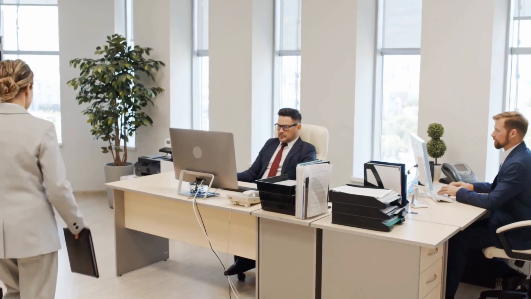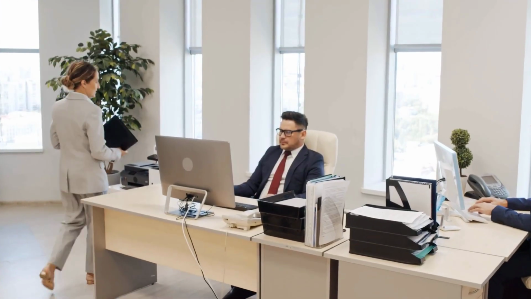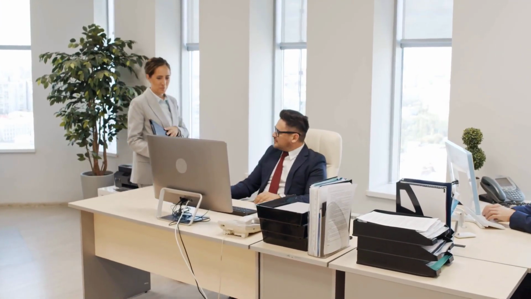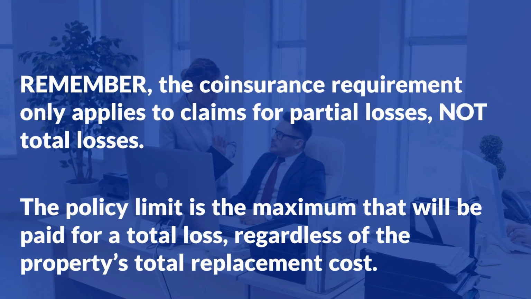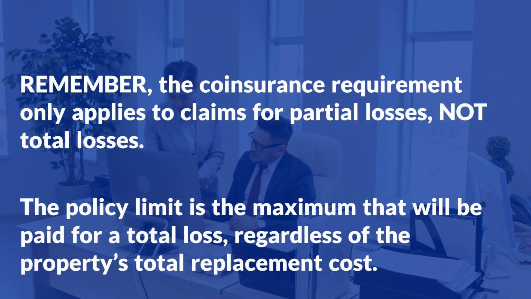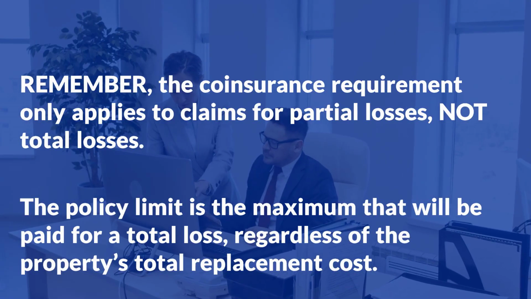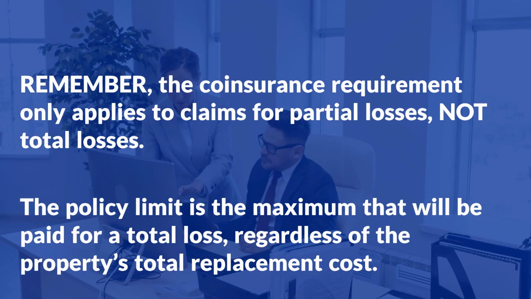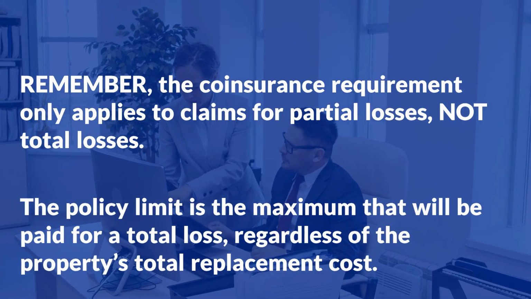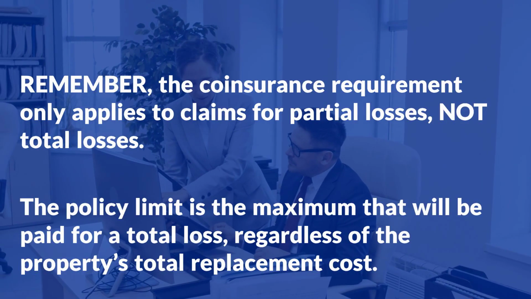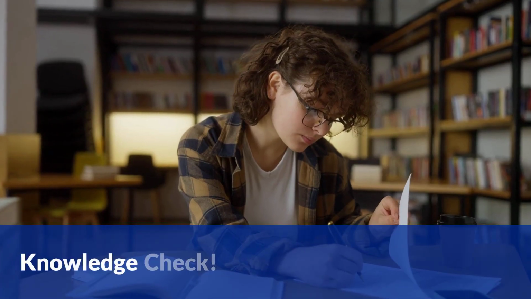Exam tip: be alert for questions on a state insurance exam that appear to ask for a coinsurance calculation, but at the same time describe the total loss of one's property. Remember, the coinsurance requirement only applies to claims for partial losses, not total losses. Similarly, don't fall for the trap of selecting the property's replacement cost as the answer to a total loss coinsurance question. The policy limit is the maximum that will be paid for a total loss, regardless of the property's total replacement cost. Let's test your knowledge with two questions.